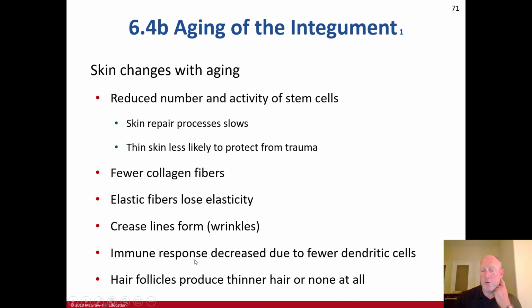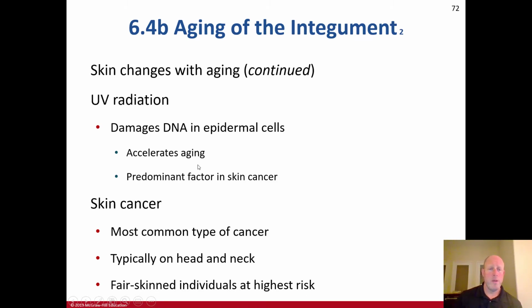The immune response is decreased due to fewer dendritic cells, the immune system response, immune cells. Hair follicles produce thinner hair or none at all. And UV radiation plays a big role. The more exposure of the skin to ultraviolet radiation, particularly UVA rays, damage to the DNA and the epidermal cells, accelerates aging, and is a predominant factor in skin cancer, right?